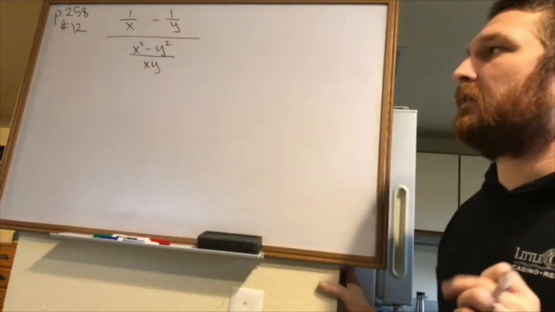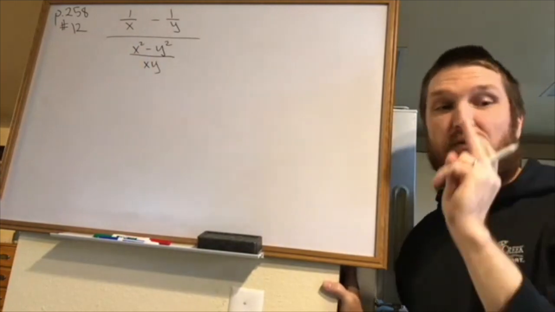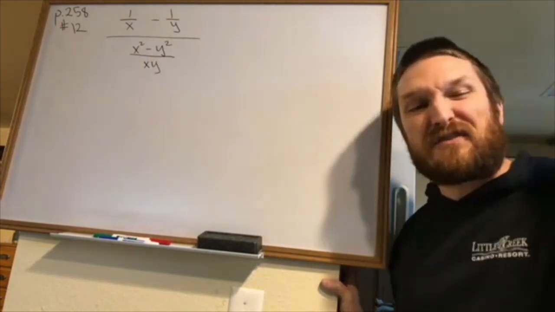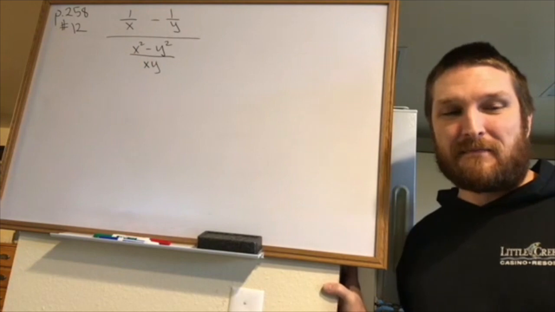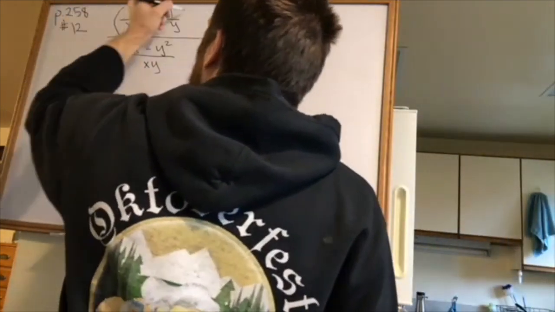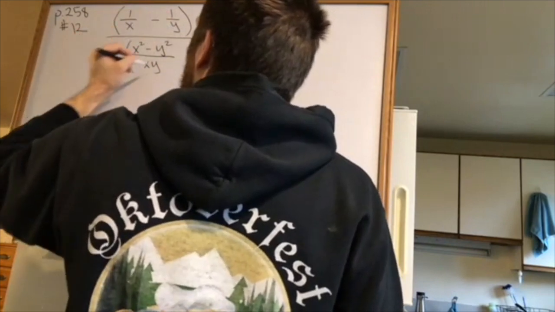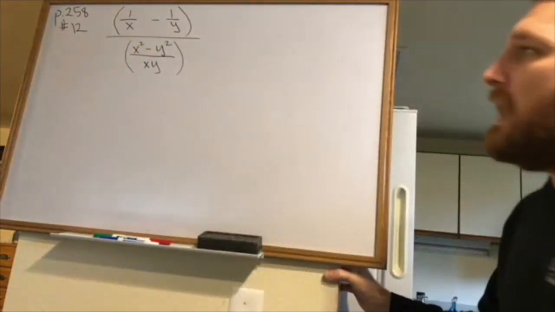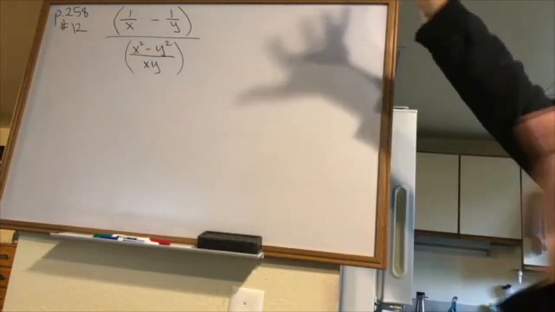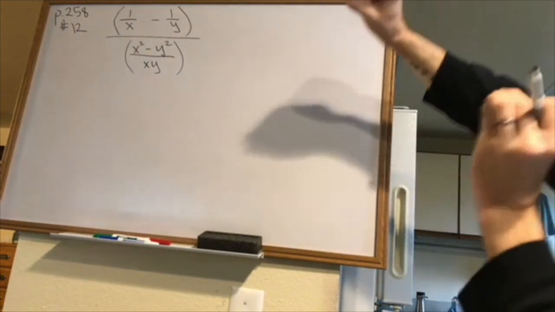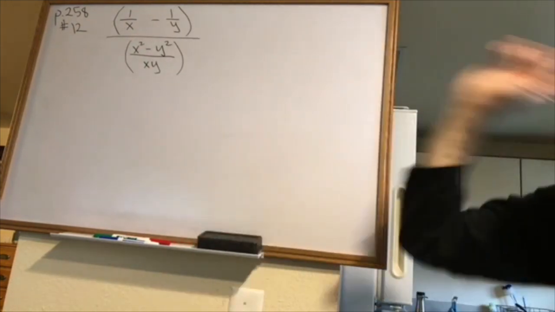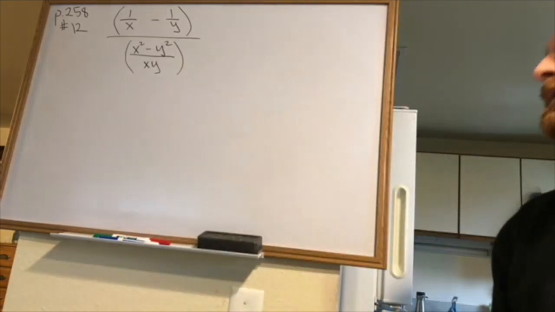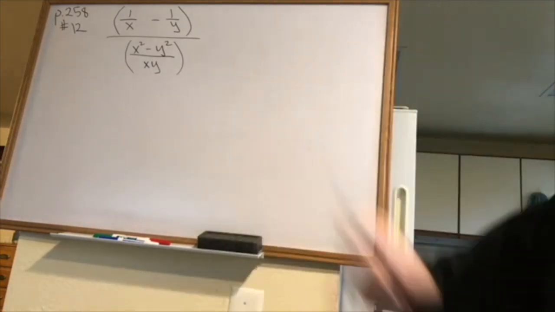I didn't write it down on the board, but I said it. Let's see if you're paying attention. What's the very first thing I do? Parentheses. Parentheses, excellent. Yes, so I'm going to put parentheses around the top thing and parentheses around the bottom thing. Now I'm going to start thinking, okay, I have a fraction that has fractions inside of it. Wow. So the name of the game is kill denominators. We are going to kill every denominator.